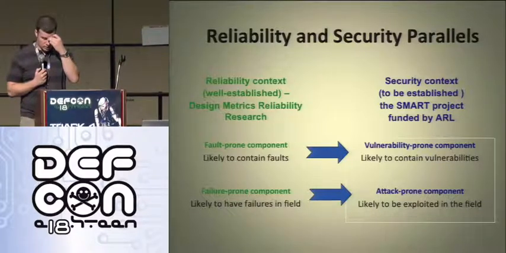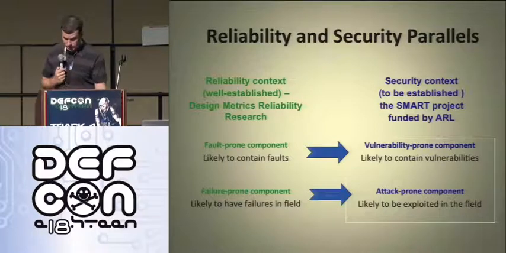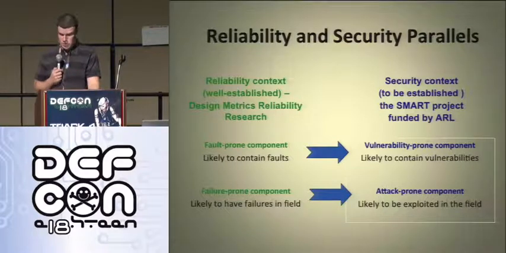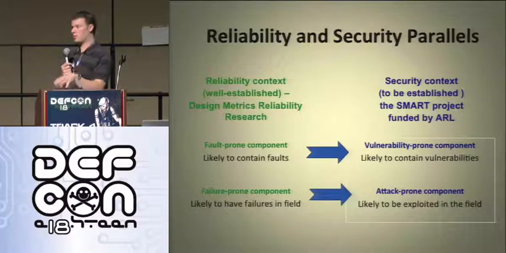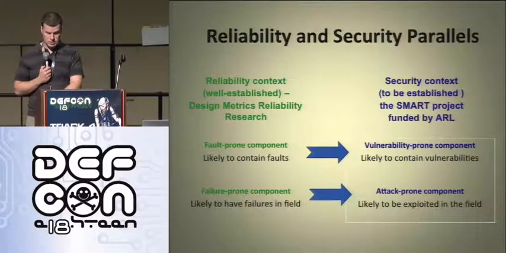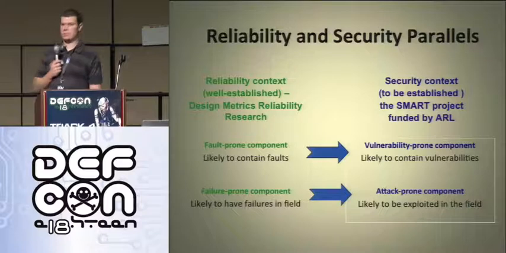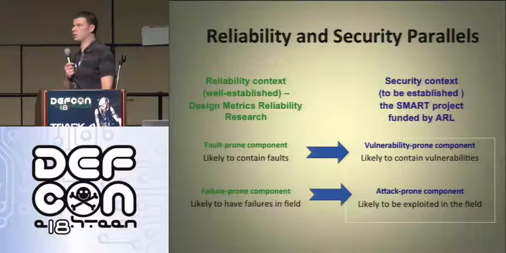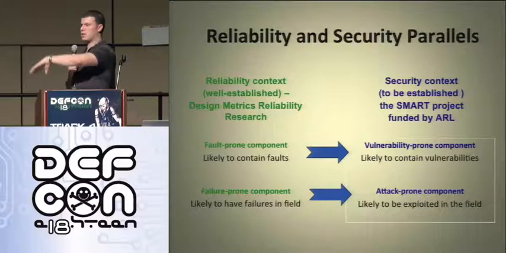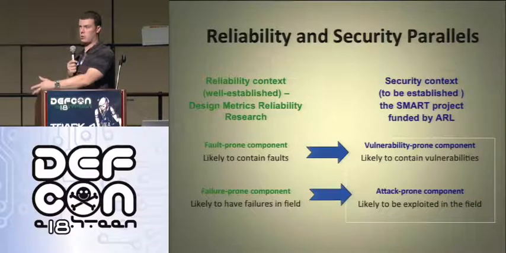When we did an analysis on a large commercial telecommunications system, we found the presence of security faults did correlate strongly with the presence of the general category of reliability faults. That was before this project, and it really led us to believe we can use these metrics that have been used for stability, and that our error-prone modules are most likely going to be vulnerability-prone.